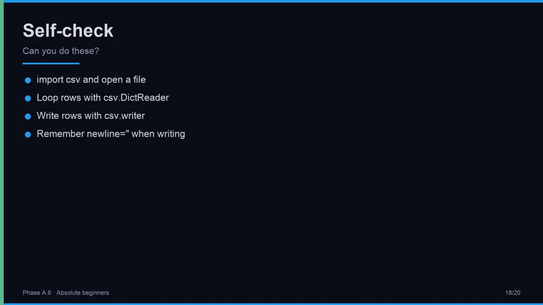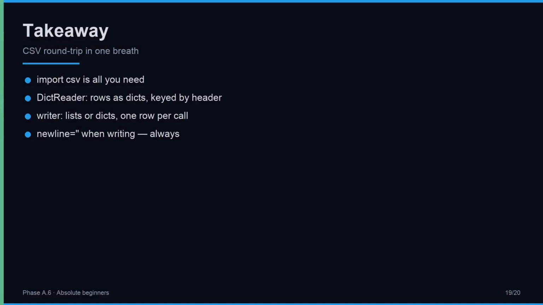Quick self-check. Can you write the 5 lines that read a CSV and print every name? Can you explain why DictReader gives you a dictionary instead of a list? Can you write the 3 lines that open a file for writing and add 1 row? And can you remember the newline equals empty string argument when writing? If any of those feels shaky, rewind the matching code and type it out yourself in IPython. Reading code is good. Typing it is better. Type it yourself.